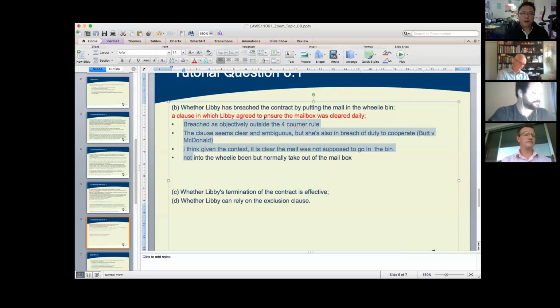Now, if you're given a problem such as this, what is the first thing that you need to do? If you have a case problem such as this, in other words, if you're dealt with a problem question where you're supposed to determine whether or not Libby has breached the contract, what is the first thing that you need to determine?